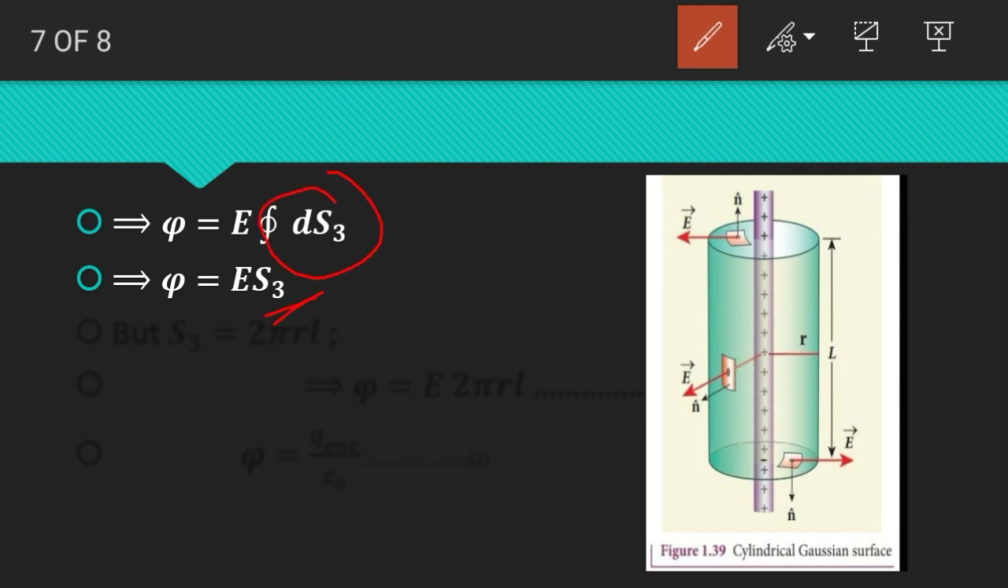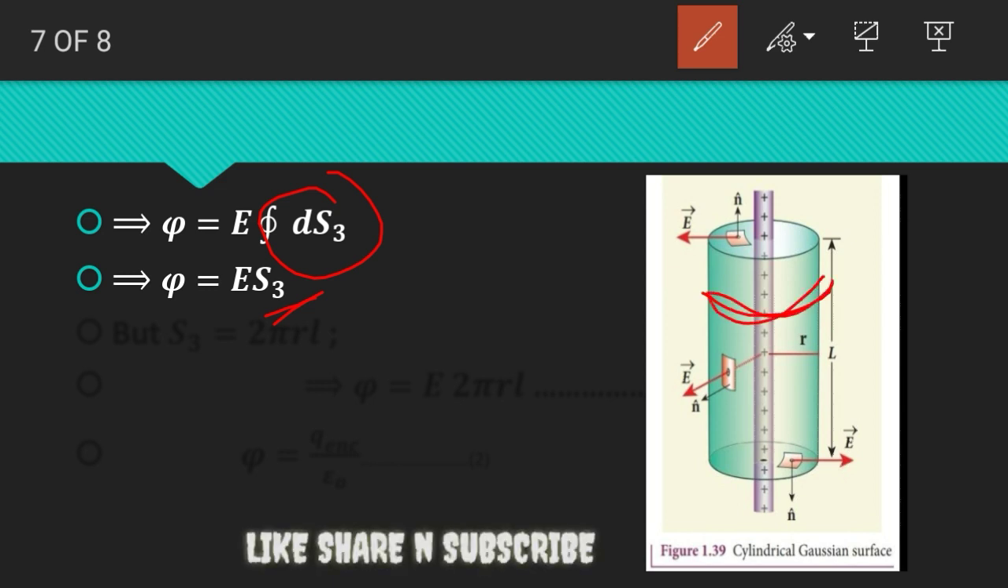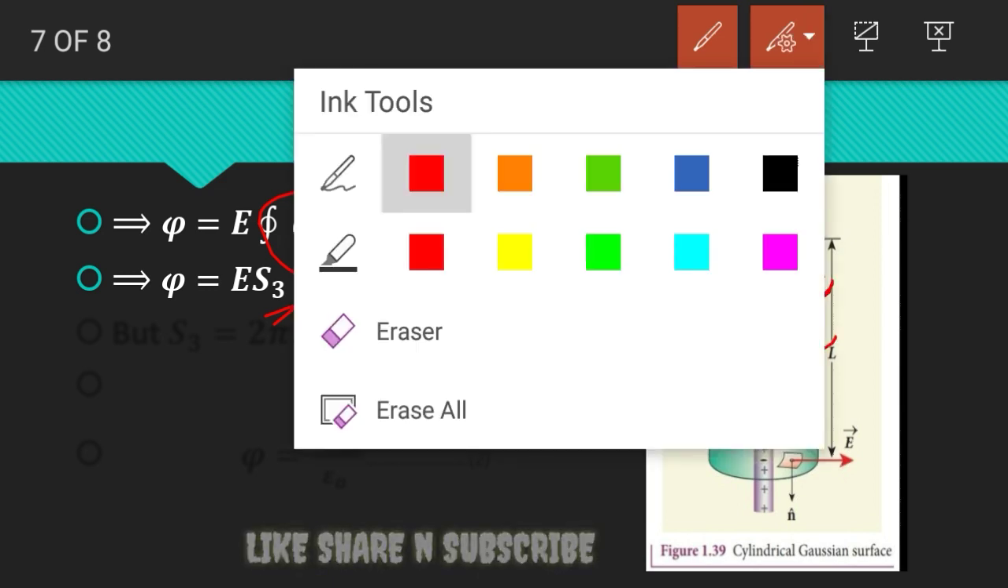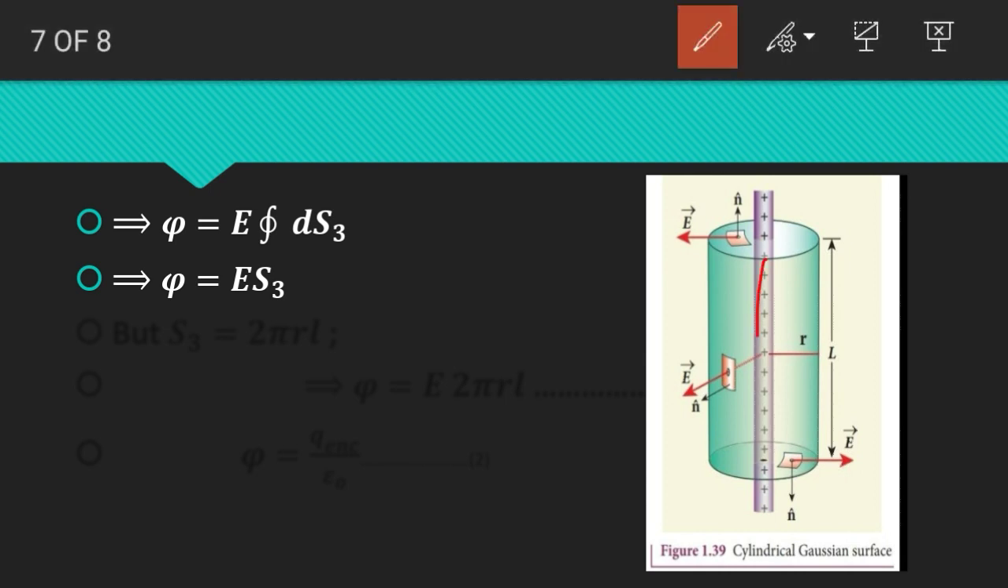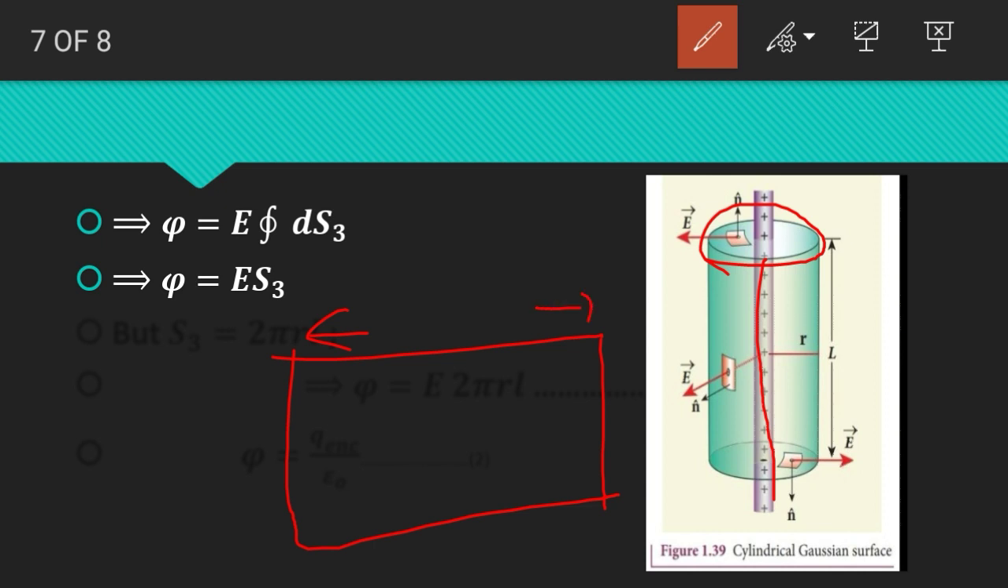So now I have to calculate the surface area of this curved surface only, right? One way to calculate this is if I cut this curved surface and place it as a rectangle, then it will look like this. So this total area will be this one, and the height will be L, we know.